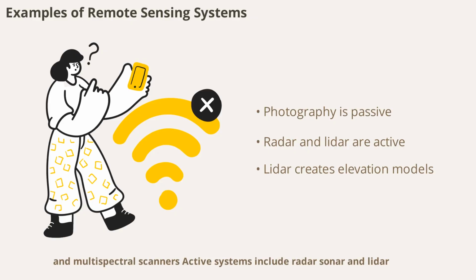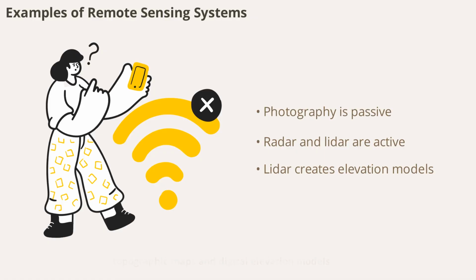Active systems include radar, sonar, and lidar, which use their own emitted energy to gather information. Radar is especially useful in areas with frequent cloud cover, as its waves can penetrate clouds and even some vegetation. Lidar, using lasers, is increasingly popular for creating detailed topographic maps and digital elevation models.